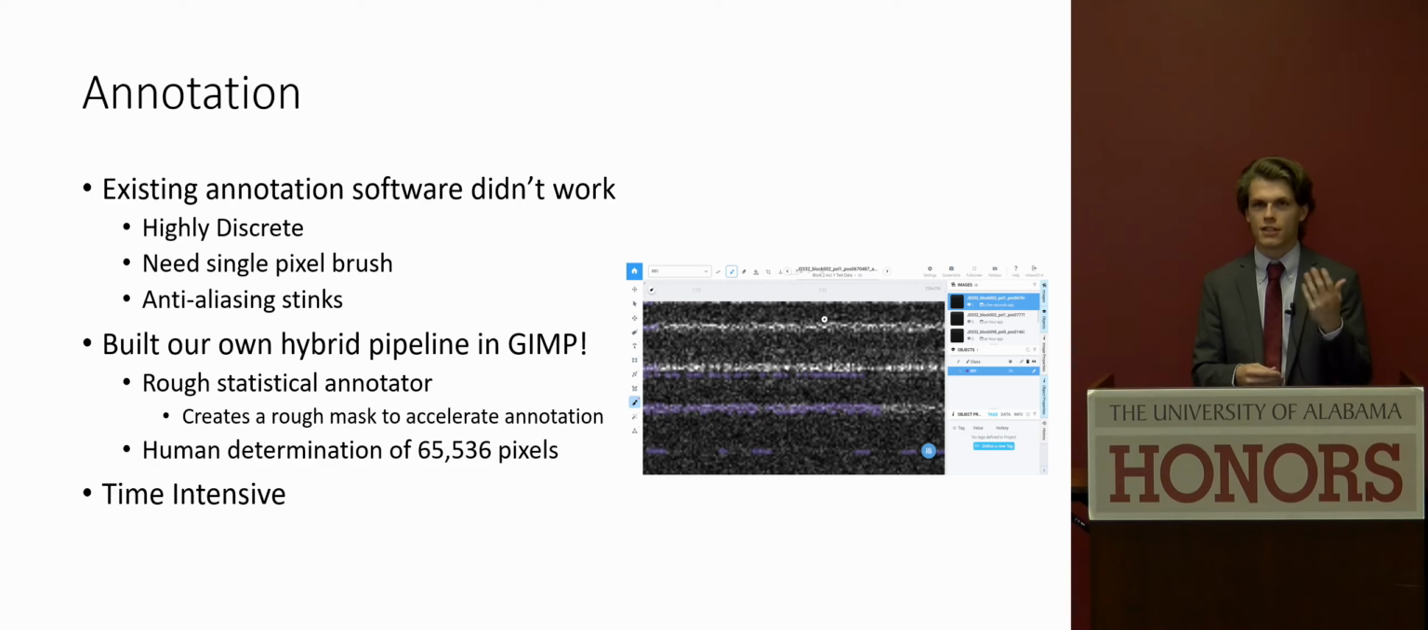And existing software tools also anti-alias the data. And so we do not want any blurring of our data whatsoever. So that's why we built our own. And it did mean that I had to go in with a pixel size of 1 over all 65,000 images, or 65,000 pixels for each image. So it's very time intensive.